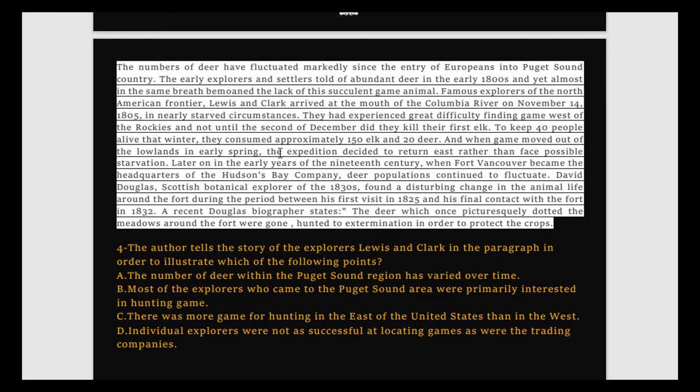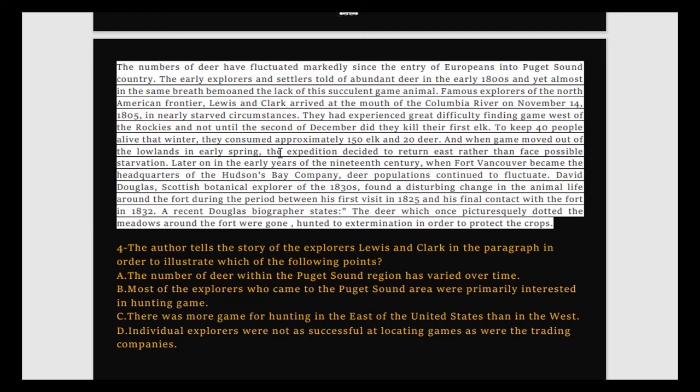B. Most of the explorers who came to the Puget Sound area were primarily interested in hunting game. Okay, before we evaluate this answer choice, we need to understand the meaning of game, because we came across this word many times in this paragraph. This word doesn't mean the game that you and me know that we play. No, it has another meaning. The game means the prey, in other words, the animal that you chase to eat. So it sounds like you're chasing something. That's why it's called game.